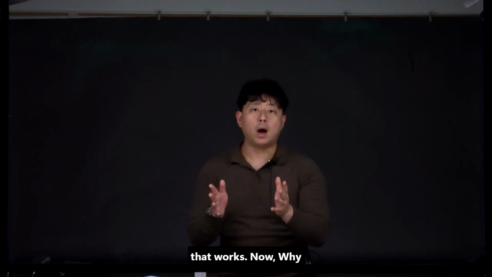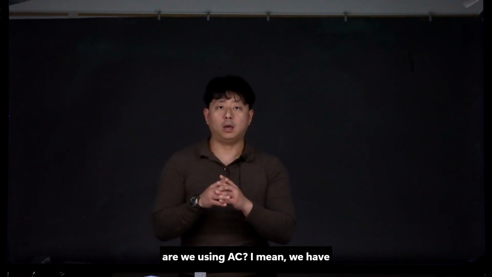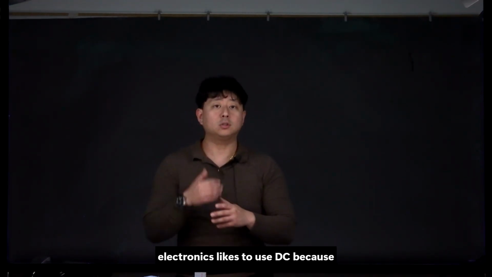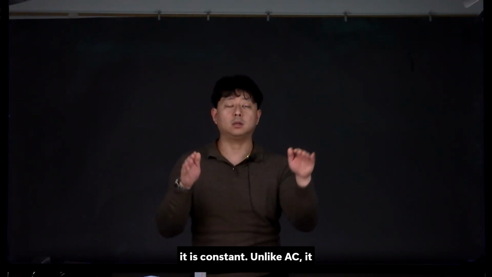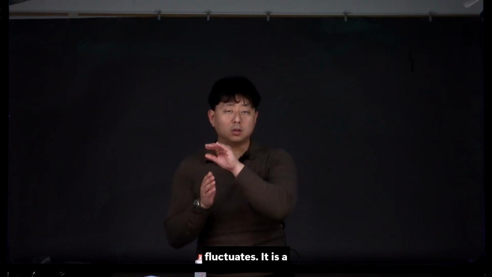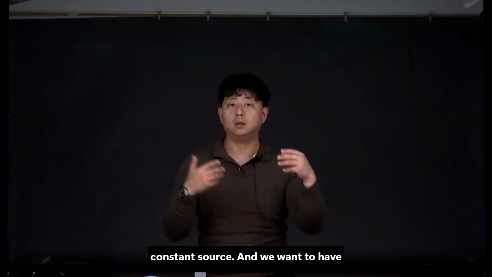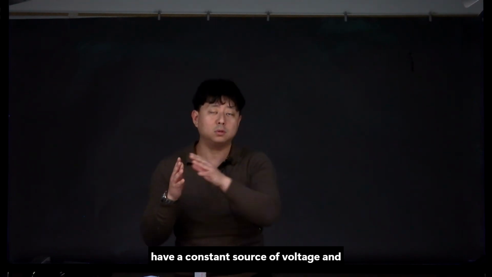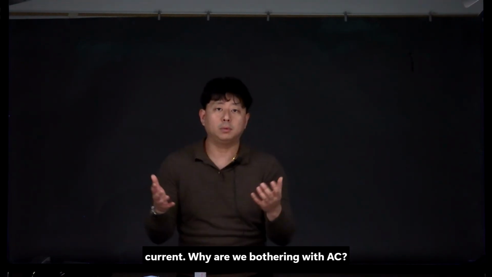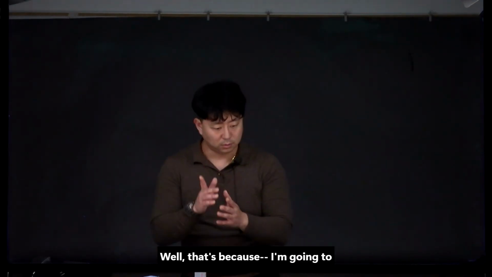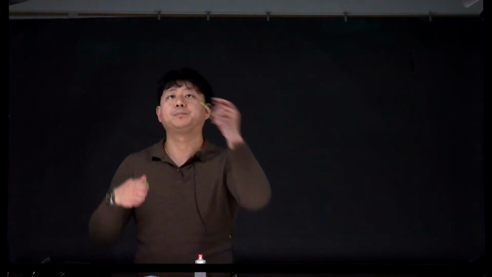Now, why are we using AC? I mean, we have perfectly good DC. In fact, all of our electronics likes to use DC because it is constant, unlike AC, it fluctuates, right? It is a constant source, and we want to have a constant source of power, right? We want to have a constant source of voltage and current. Why are we bothering with AC? Well, that's because, I'm going to give you an example.